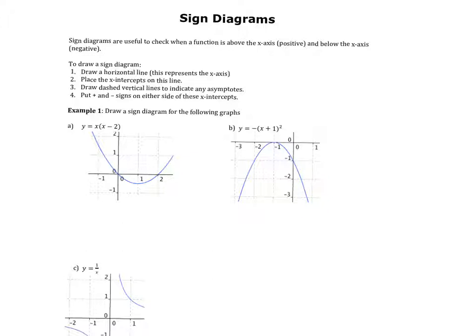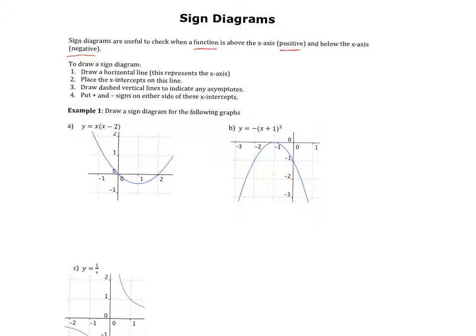So sign diagrams are useful to check when a function is above the x-axis, or positive, and below the x-axis, or negative. Now notice there I said a function. So when a function is positive or negative, keep in mind the function equals the y value. So what we're really doing is checking whether the y value is positive or negative.